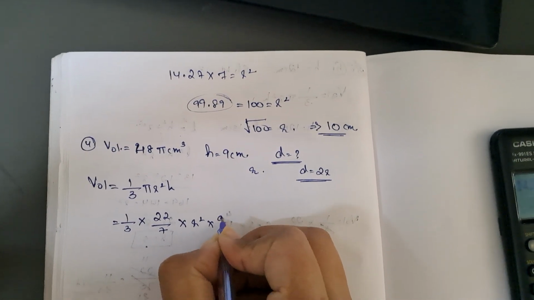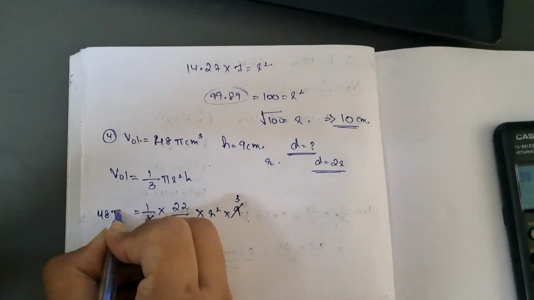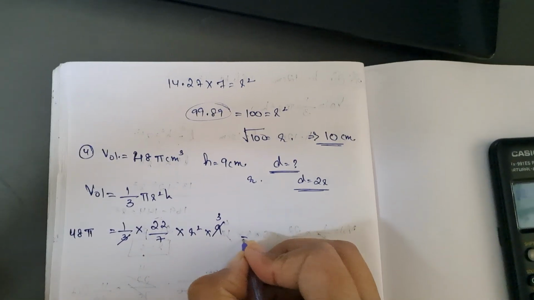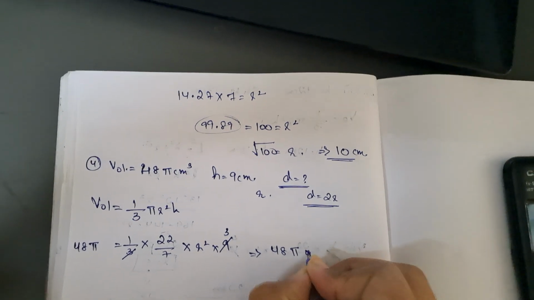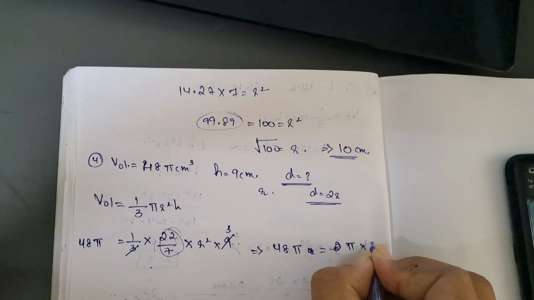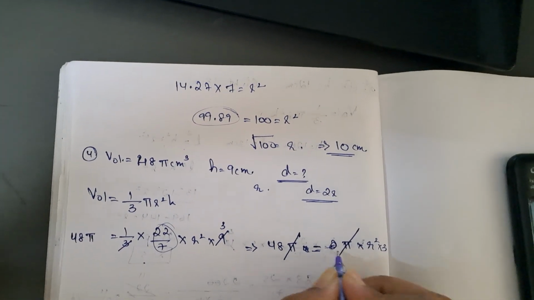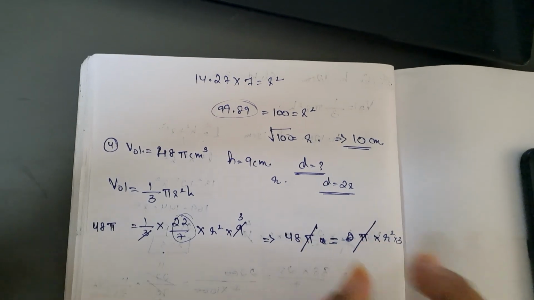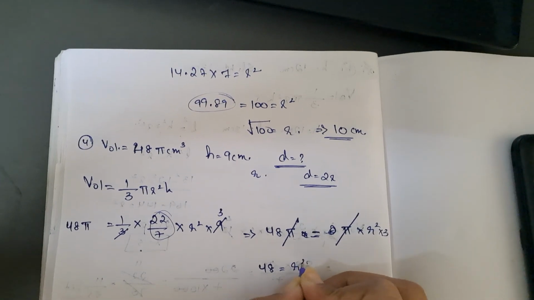H value is 9. 3 1 times, 3 3 times. Volume is given as 48 pi. So what I can do is, I will not convert this pi. I will keep it just like that. Okay, so 48 pi is equal to 22 by 7, this one is becoming pi in here, is equal to r square into 3. This pi, because they are on the other side of the equal to sign, they both are in the numerator, I can cancel it. Cancelled. So 48 is equal to r square times 3.